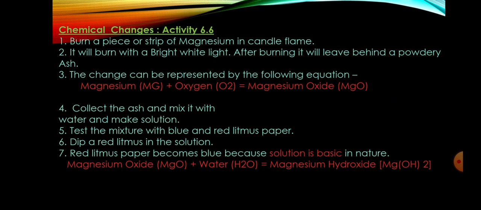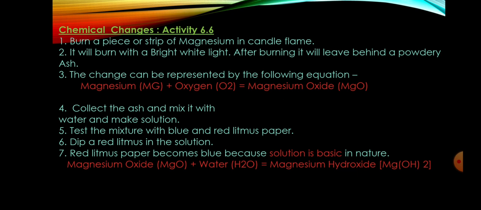After burning, it will leave behind a powdery ash. And this is a change in which a new substance is formed, that is ash. The change can be represented by the following equation. The equation is magnesium Mg plus oxygen O2 equals magnesium oxide MgO. If you want a screenshot, you can just pause the video and take it.